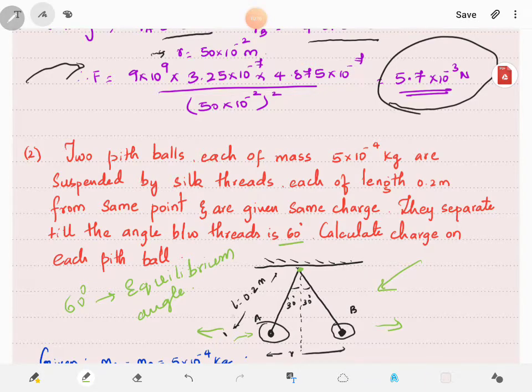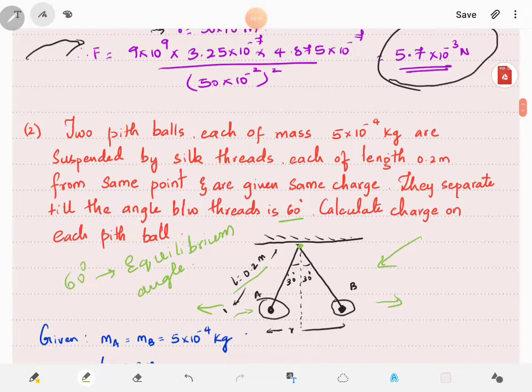Length of thread is being given to us, but the distance between pith balls is not given, which can be calculated using simple trigonometry, which I will show to you. So we are asked to find the charge on each pith ball. So basically what we'll be doing is we'll be using Coulomb's law.